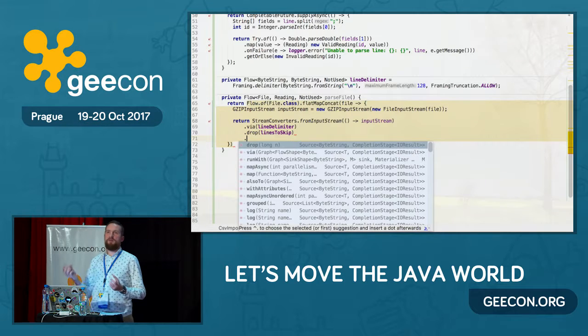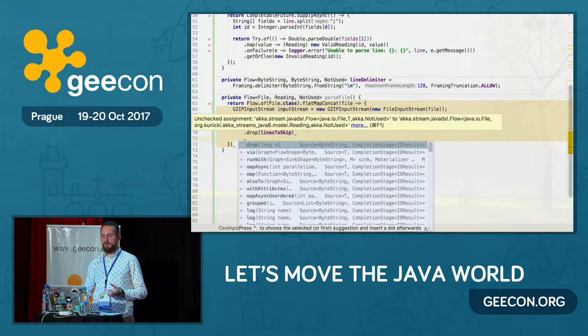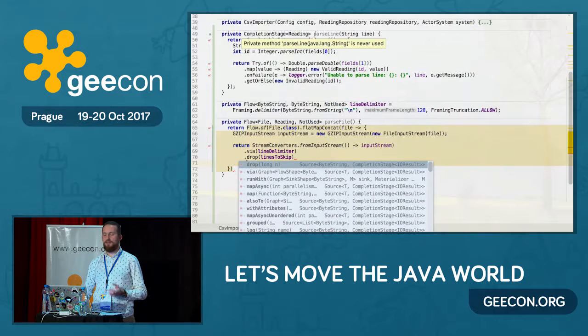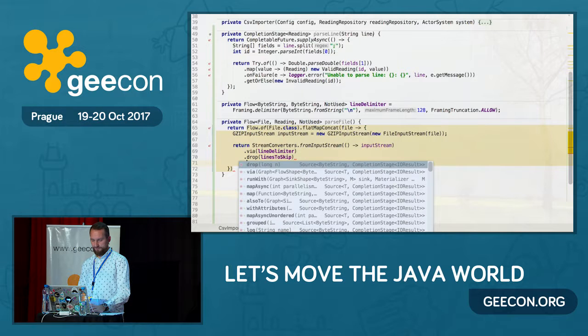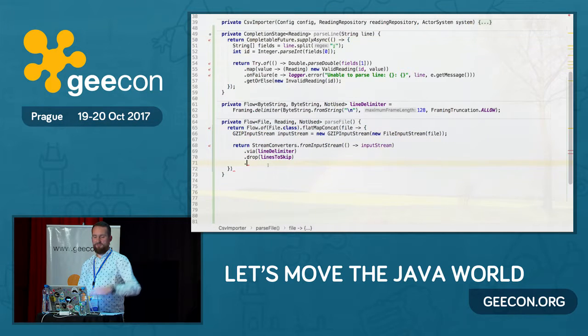And now, since we have byte strings, but on the other hand, we have our parse line method that takes a string, we need to convert the Akka representation of a sequence of bytes, which is the byte string, to a normal string, like a Java string. Fortunately, this is a built-in capability of the byte string. So we can just call map and use the UTF-8 string method from the byte string that just converts the sequence of bytes to a string.